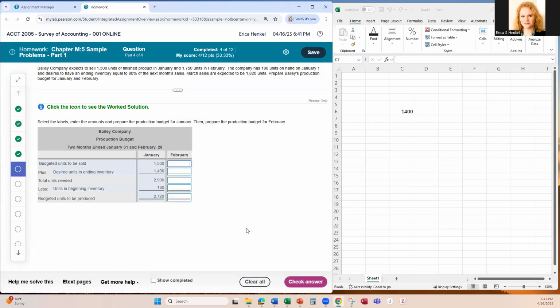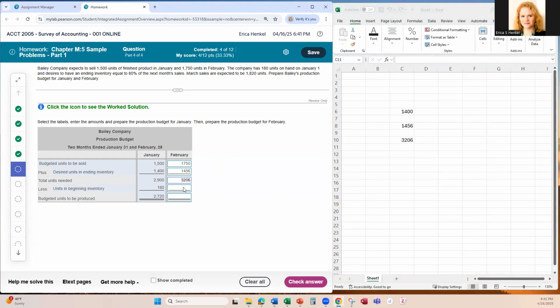Now, next month, as we said, we're going to be selling 1,750, and we want to have 80% of March, so 1,820 times 0.8 for March, which they gave us the March sales up above there, tells us we need to have 1,456. So in total then, 1,750, I did a typo there, that gets us 3,206 units needed. Now, we'll have a lot higher inventory here.